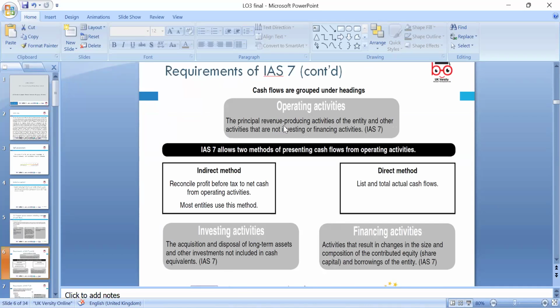Operating is the normal activities. Investing is when you invest in non-current assets, that is called investing activities. And financing activities are when you borrow money through issuing shares, or through non-current liabilities like a bank loan or mortgage. These are known as financing activities.